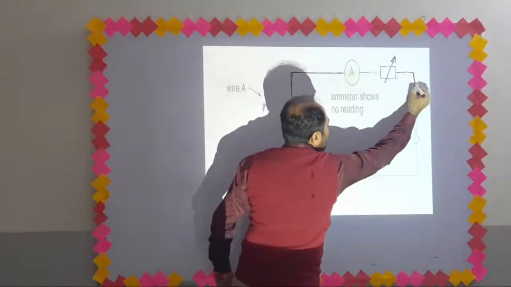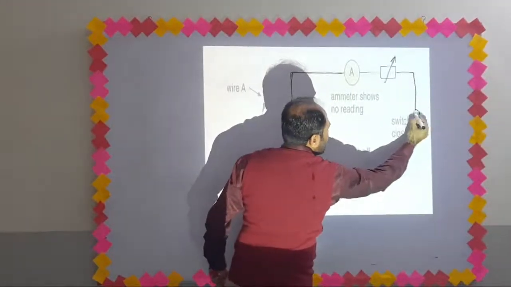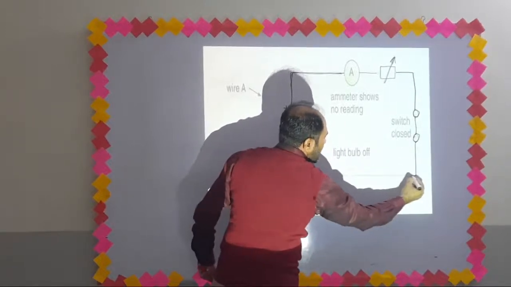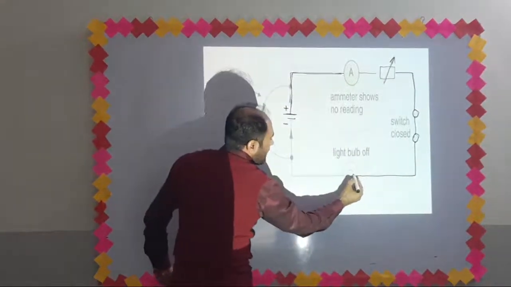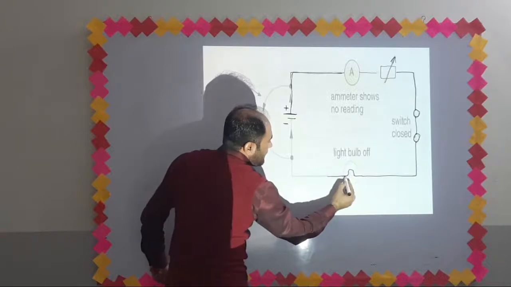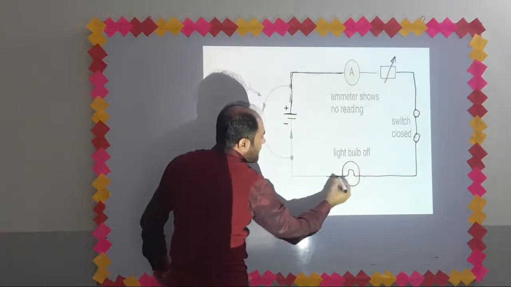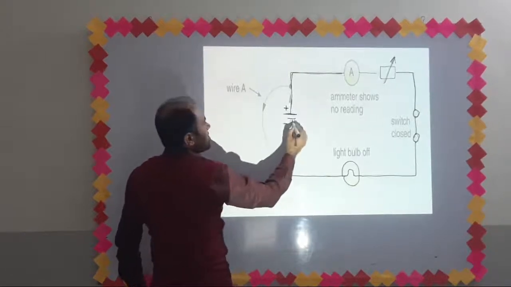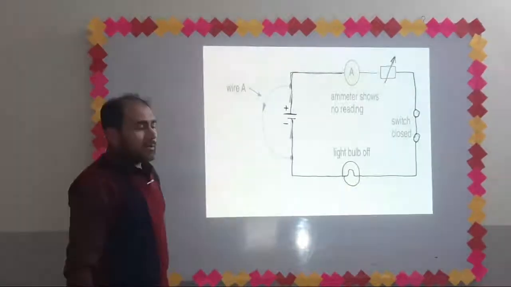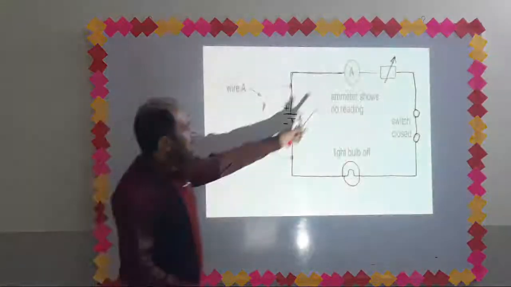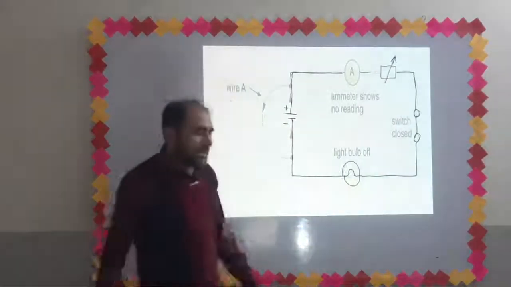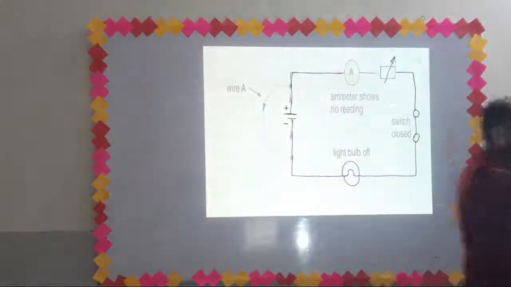This is the conducting wire, this is the symbol of a switch. Here in this case the switch is on, and this is the symbol of a bulb or lamp. This is the complete circuit. Draw this circuit. Symbol of ammeter, symbol of variable resistor, switch, and bulb. Draw this circuit.